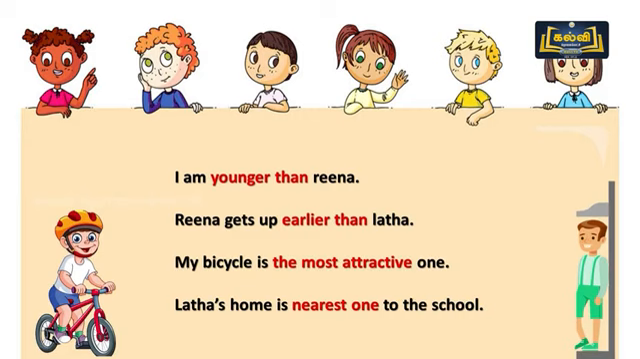Next one, my bicycle is the most attractive one. See, this is a superlative degree. Lata's home is the nearest one to the school. Here again, it also belongs to the superlative, the nearest one. So, now children, you would have got an idea how to frame sentences under degrees, that is comparative degree and superlative degree. Likewise, you can frame your own sentences.